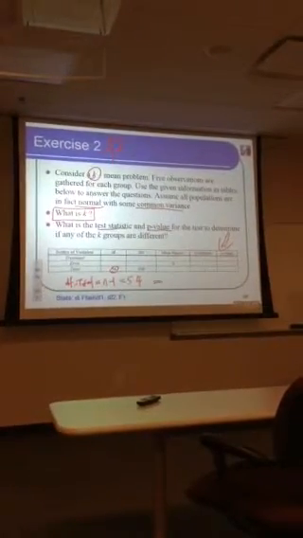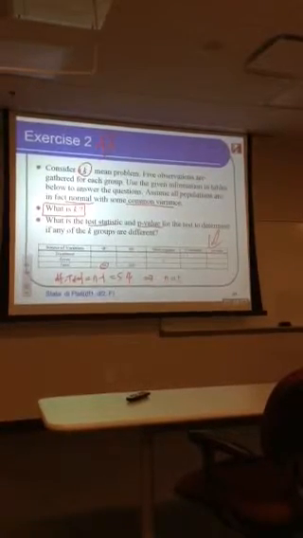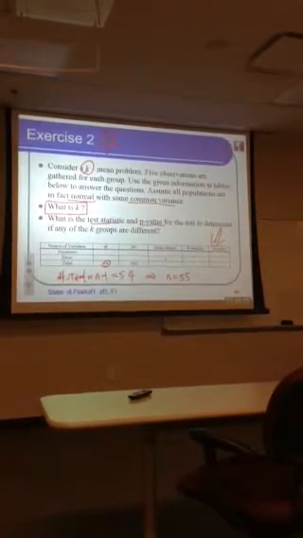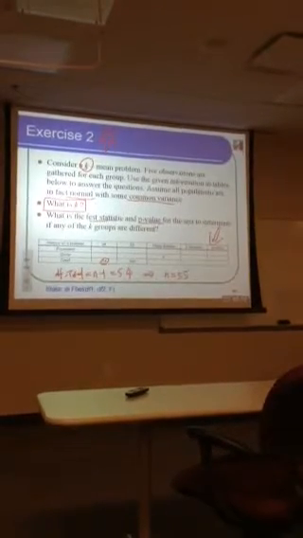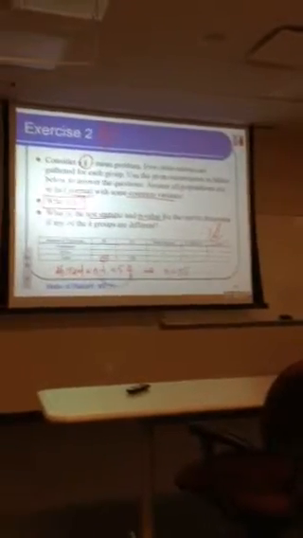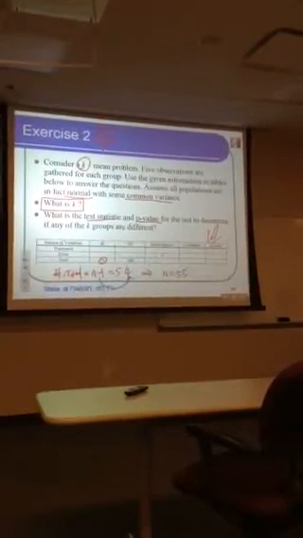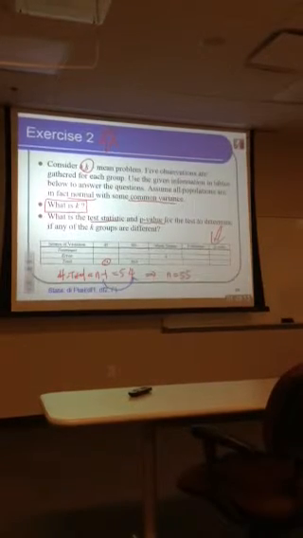So therefore, the total sample size has to be equal to 55. N minus 1 equals 54, so you move this to the right-hand side of the equation, and N equals 55. That's the total sample size you have.